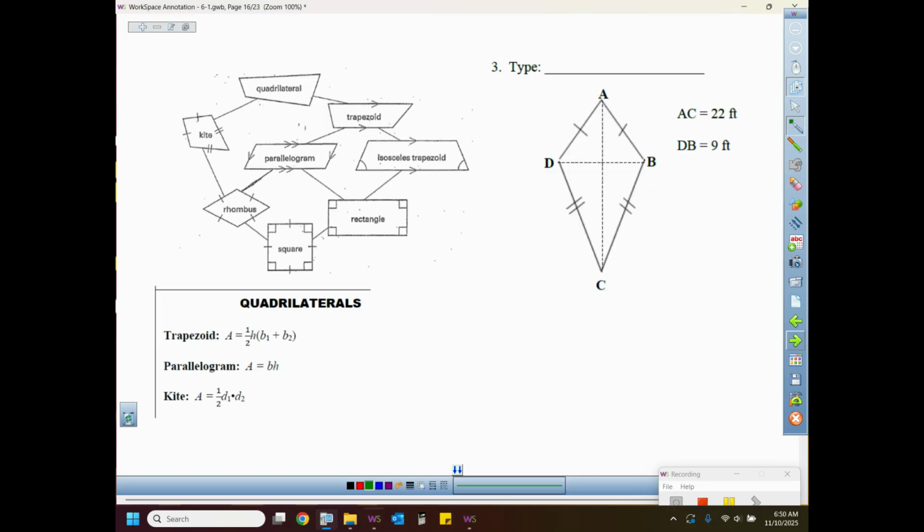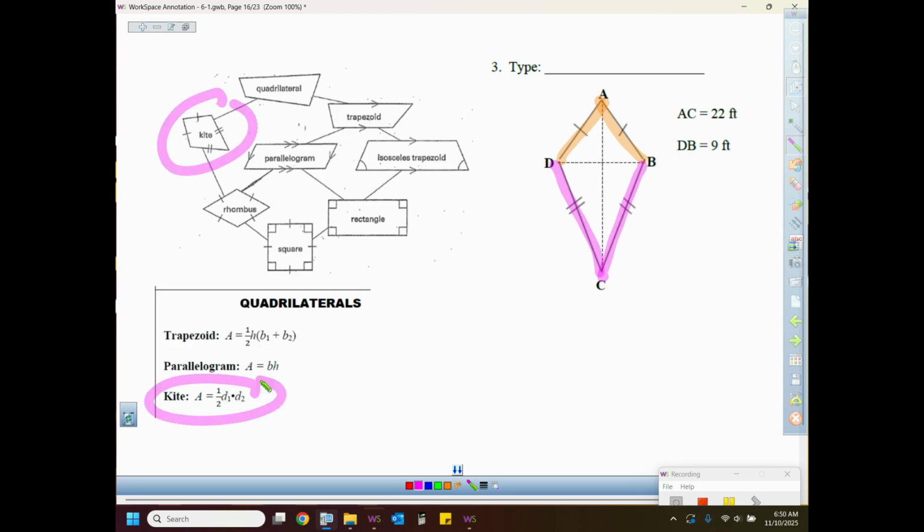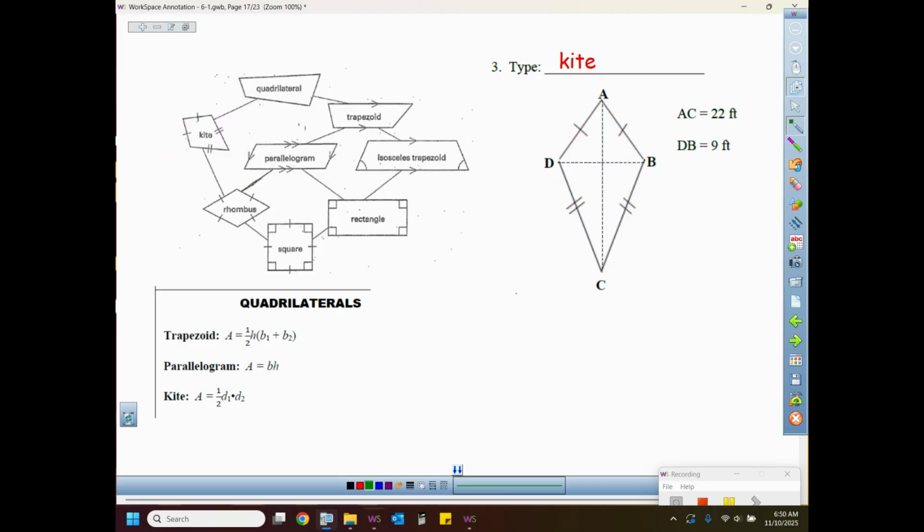And our next one, we have to recognize he's got 1 pair of consecutive sides the same, a second pair of consecutive sides the same. That's our weird boy. That's the kite right here. And here's the formula for him. So we haven't had to use the hierarchy yet. Area of a kite is going to be 1/2 times diagonal 1 times diagonal 2. That's what the D stands for in these formulas.